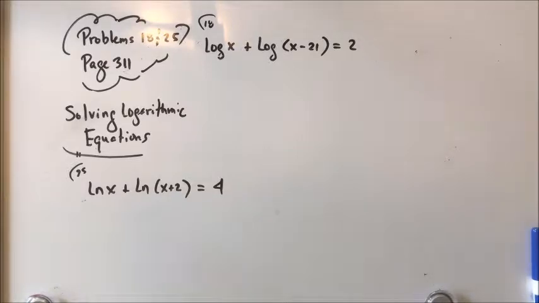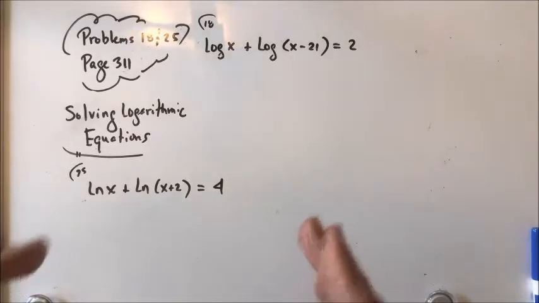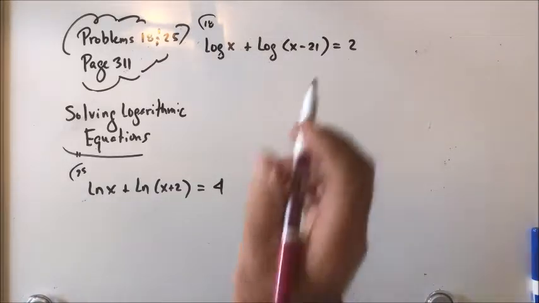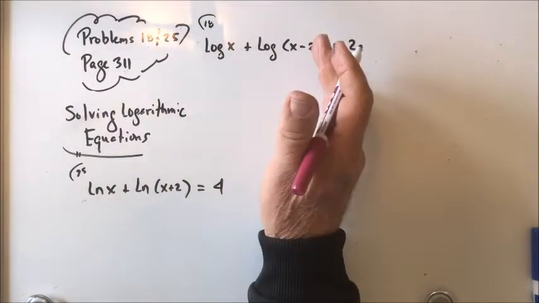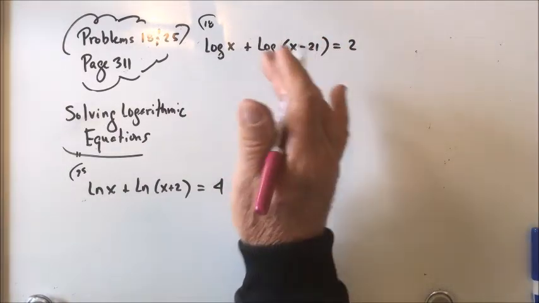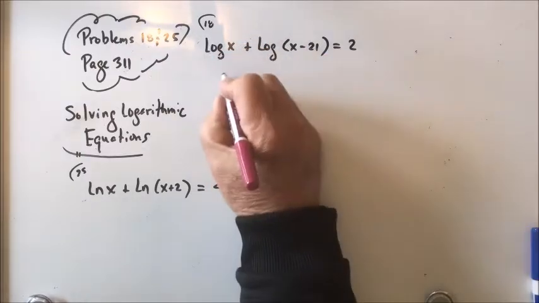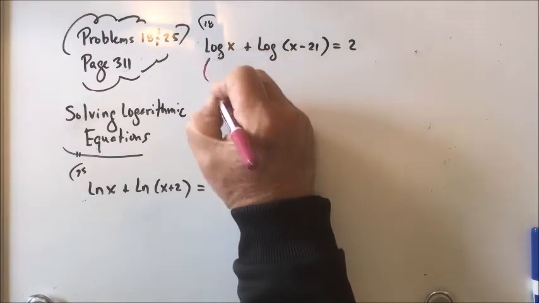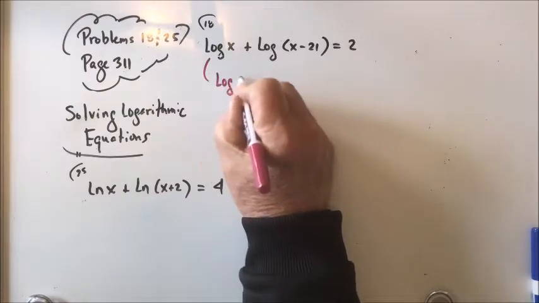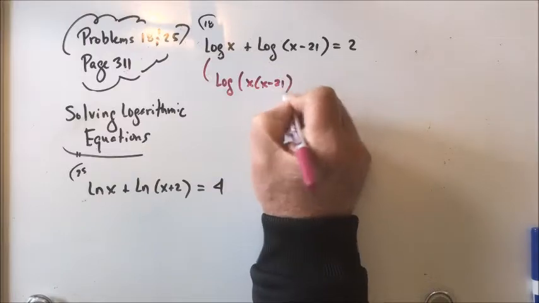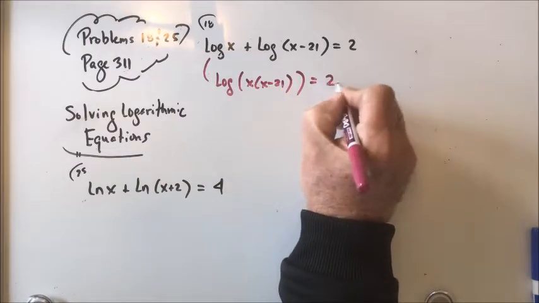And what we're doing is making use of the properties of the logs to get this equation into some form that we can solve. And the first thing that we're going to make use of here is that the sum of the logs is the log of the product, meaning that I can rewrite this equation as the log of x times x minus 21 is equal to 2.